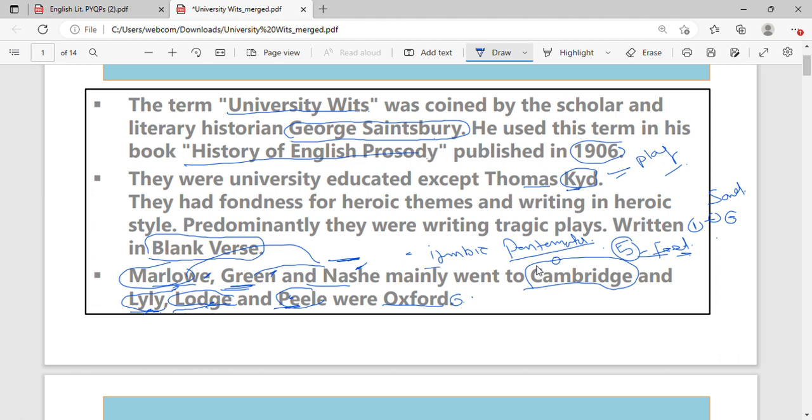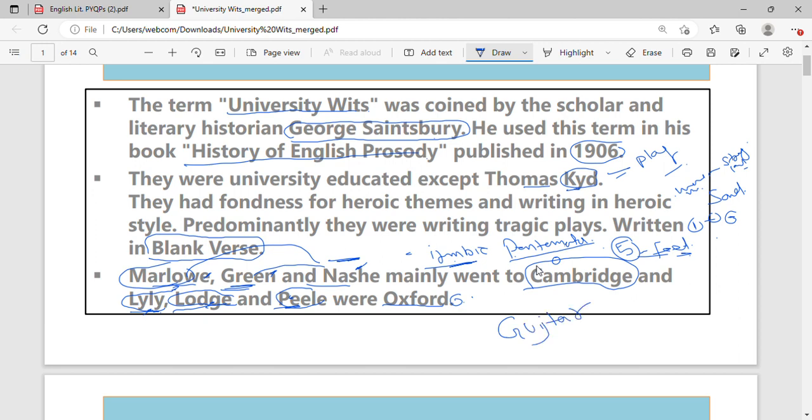So in iambic pentameter, iambic means that your first sound is weak or unstressed, and the sound which follows the first one is strong, or louder, right? For example, we have guitar.